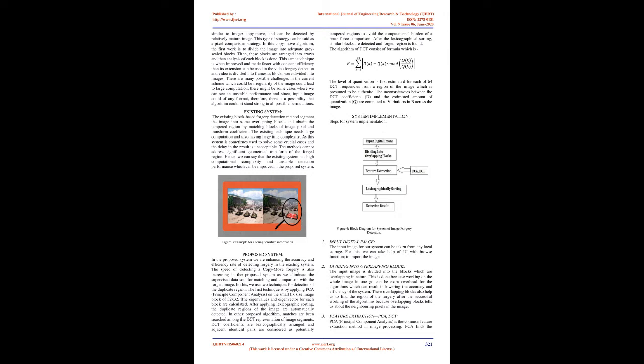The algorithm of DCT consists of a formula. The level of quantization is first estimated for each of 64 DCT frequencies from a region of the image which is presumed to be authentic. The inconsistencies between the DCT coefficients, D, and the estimated amount of quantization, Q, are computed as variations in B across the image. System implementation.